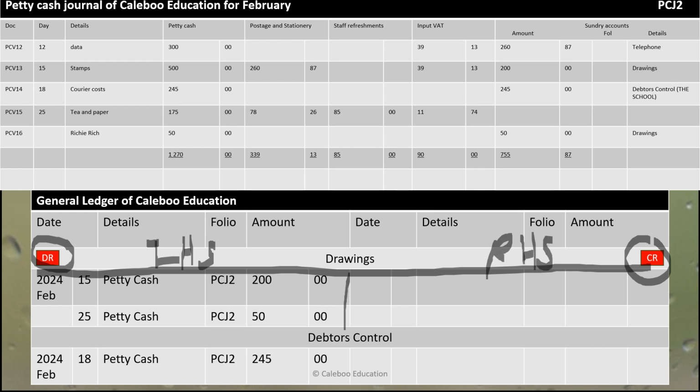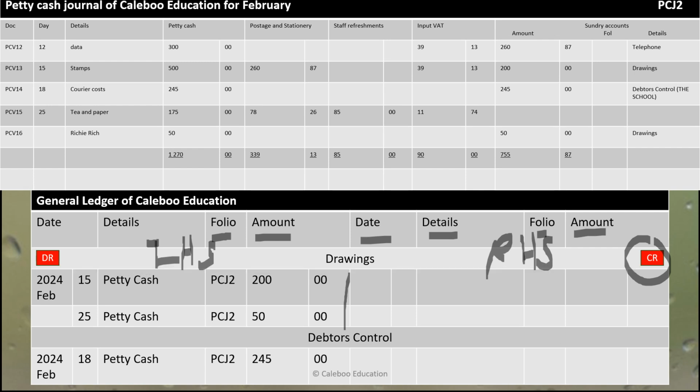There you can see where the T account comes from. I divided this general ledger account into two sides: date, details, folio, amount. Date, details, folio, amount. A little bit of revision there. Now, why is the drawings account debited?